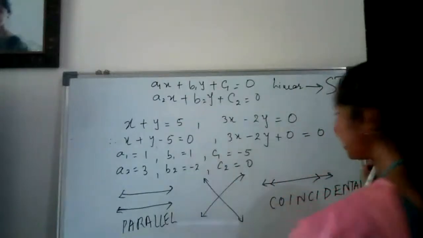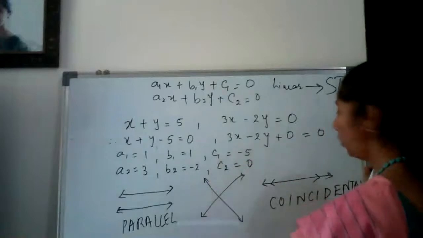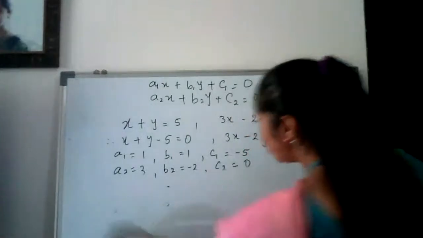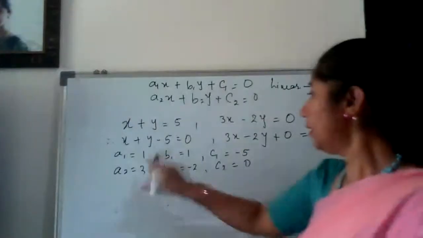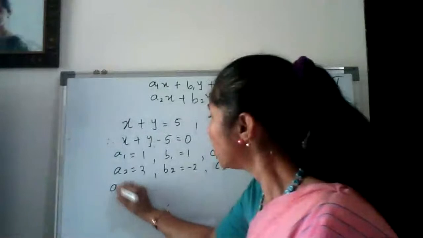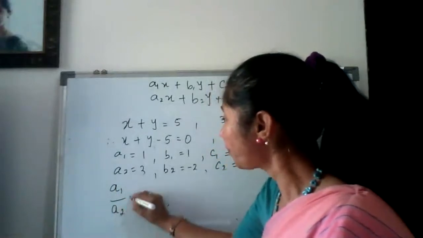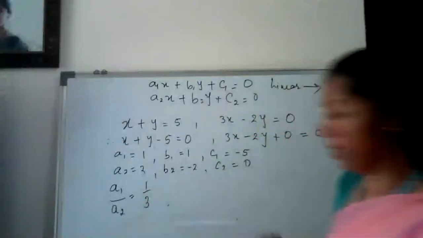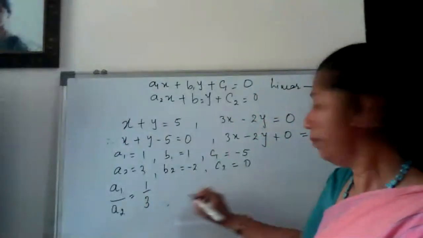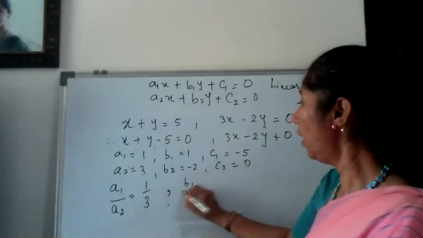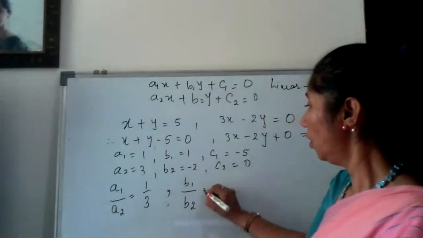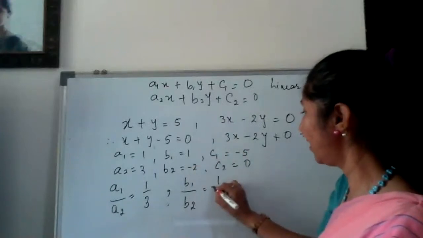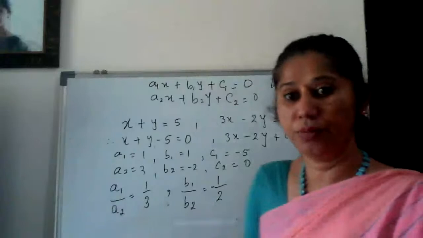Okay, so let's discuss how we come to know what kind of graph we get for these three types of lines. So look at this part now. Let's see what is the ratio of a1 and a2. What are a1 and a2 here? 1 and 3. So that is 1 by 3. The next is b1 upon b2. What is it here? 1 upon minus 2, that is minus 1 by 2.